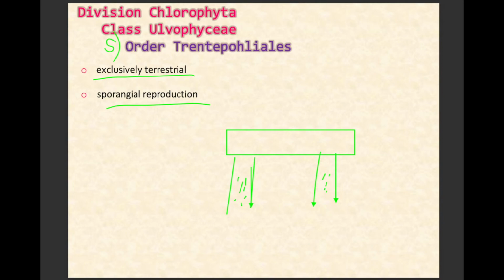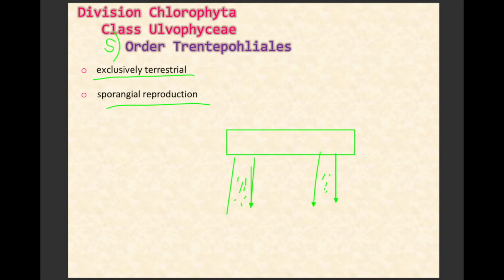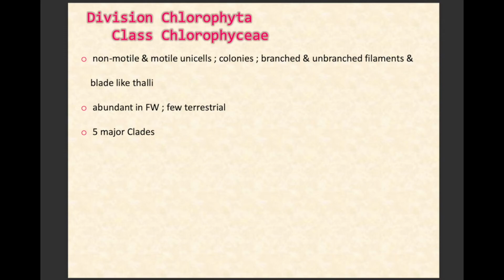And we'll now move on. So, tapos na tayo kay Ulvophyceae. Punta na tayo sa class Chlorophyta. So, sa class Chlorophyta naman, yung mga representative natin are non-motile to motile. They have representative non-motile unicells. So, very diverse din yung itsura nila. Meron kang nagpo-form ng colonies, meron kang mga unicells, meron kang branched at unbranched na filaments, meron kang mga parang dahon na thallus yung itsura.